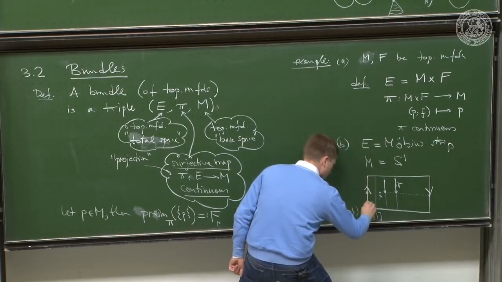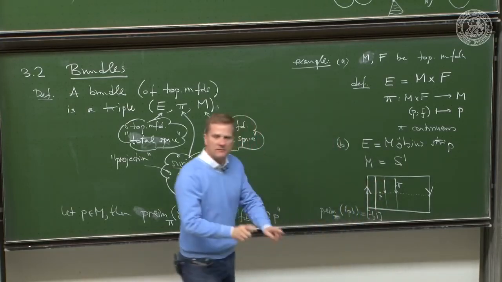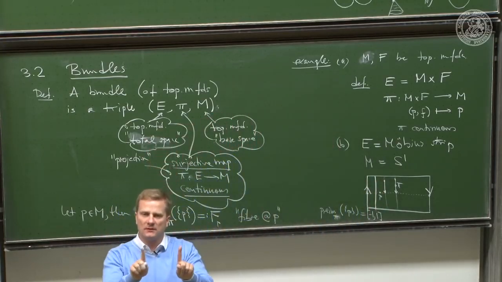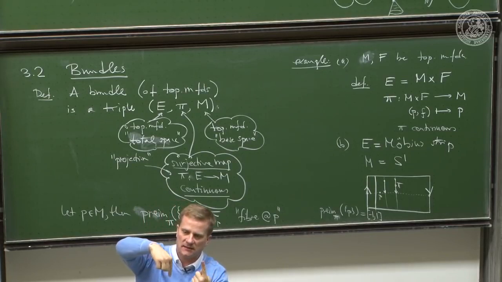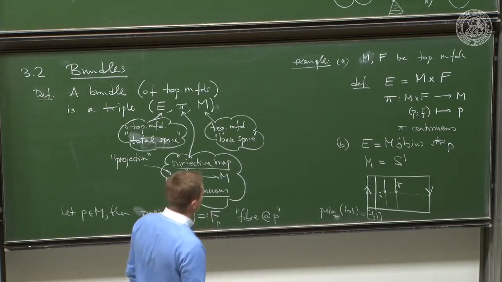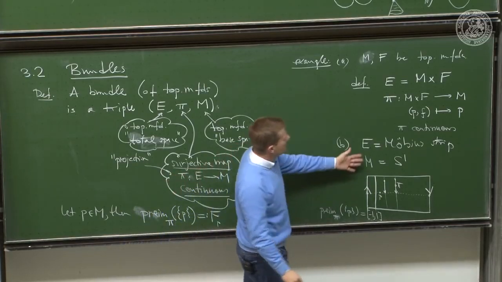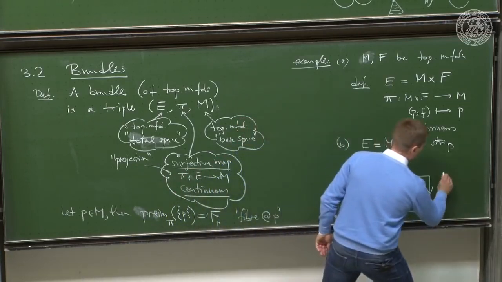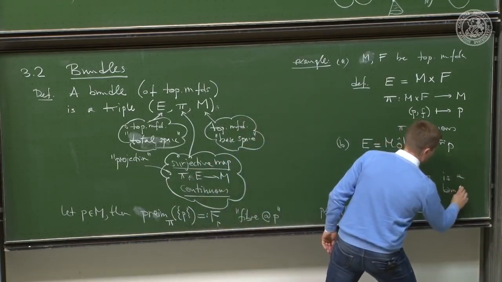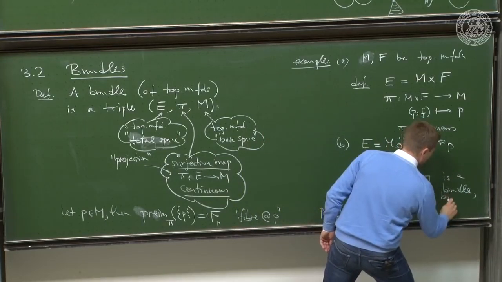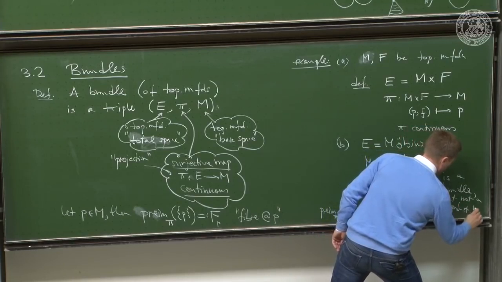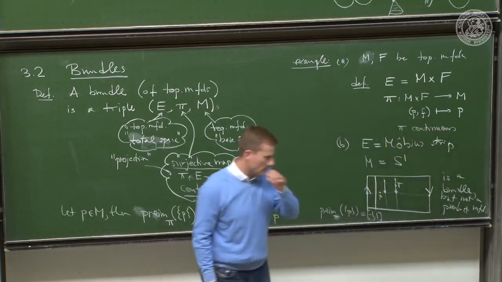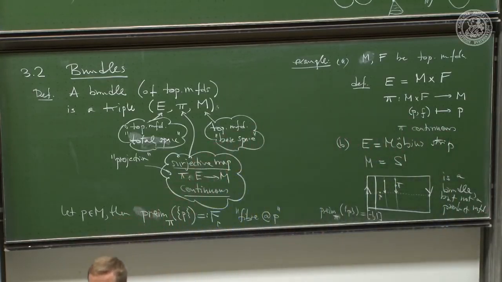Because at every point you attach that same interval. Okay? But it's not a product manifold because you don't identify like this. It would be a product manifold, but you start twisting it, and at some point the fibers meet like that. So the Möbius strip is a bundle, but not a product manifold. And there you see our notion of bundle.